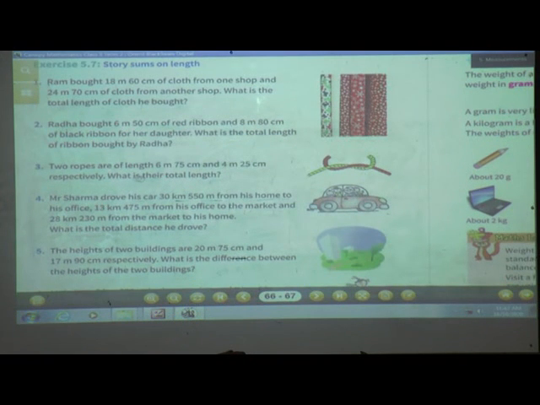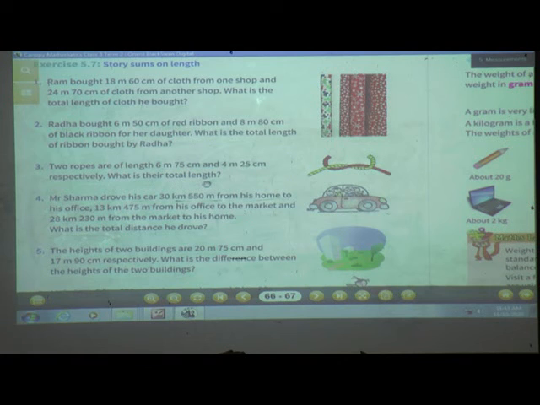Now see the third question. Read the question. Two ropes are of length 6 meter 75 centimeter and 4 meter 25 centimeter respectively. What is their total length? See here what is given to us. What is the question? Two ropes are of length 6 meter and 75 centimeter and 4 meter and 25 centimeter respectively. What is their total length?